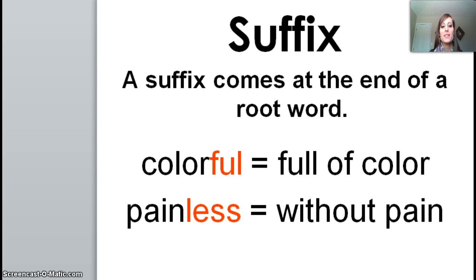Now let's look at our suffix slide. Remember, a suffix comes at the end of a root word. Look at some examples. Colorful. Full is a suffix that means full of. So since it's added on to my root word color, colorful means full of color. Painless. Less means without. It's added to my root word pain, which changes the meaning of the word. Painless means without pain.